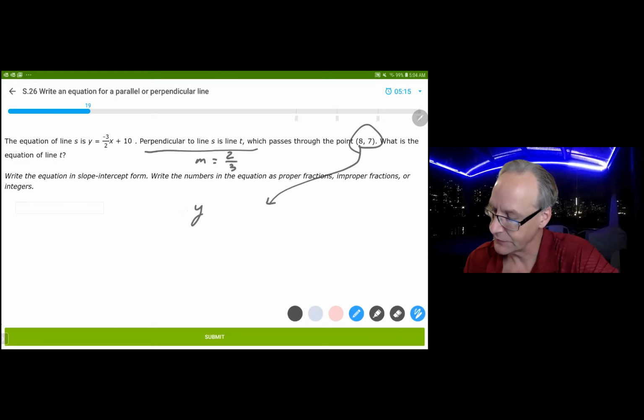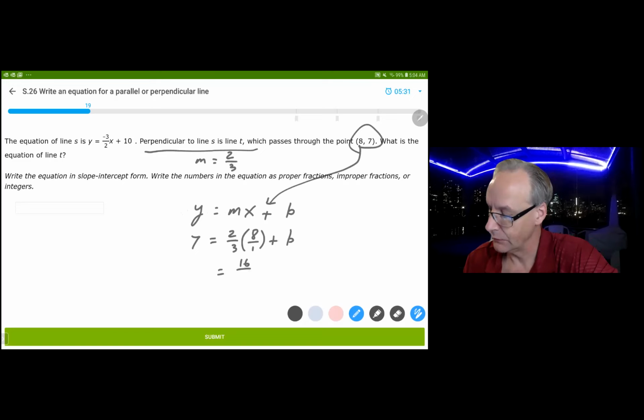We have y equals mx plus b. I shouldn't probably write this again, but there it is. Y is 7. M is 2/3. X is the 8. And I'm going to write it 8 over 1 plus the b. So I end up with 16 over 3 plus b, and 7 over 1. You have to change it to thirds. So you're going to have to multiply it by 3, multiply it by 3, and I get 21 over 3.